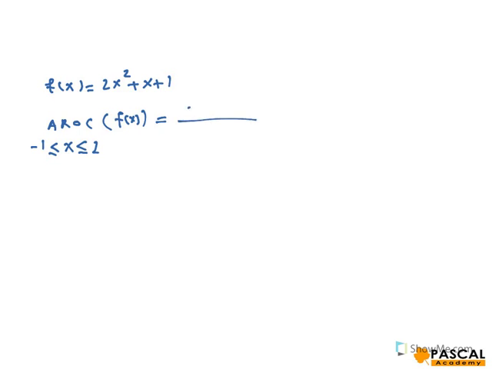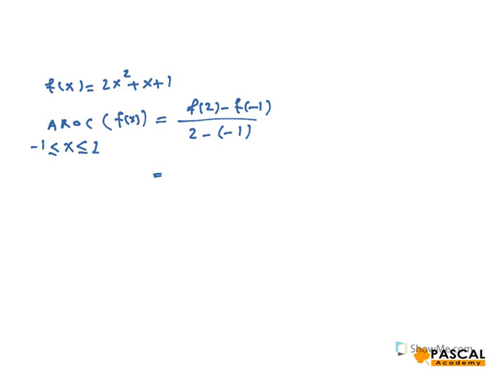Let's work on a couple of examples related to average and instantaneous rate of change. Let's start with the average rate of change of f(x) = 2x² + x + 1 when x is between -1 and 2. By definition, the average rate of change of f(x) when x is between -1 and 2 is (f(2) - f(-1)) divided by (2 - (-1)).